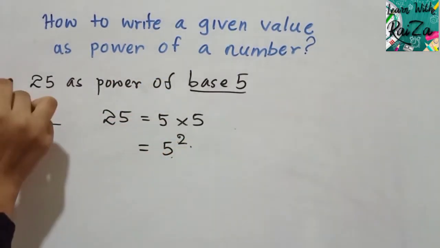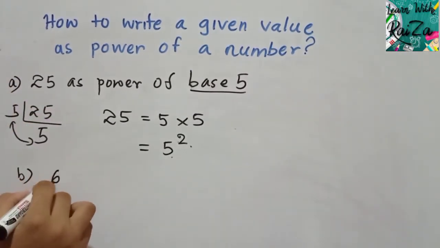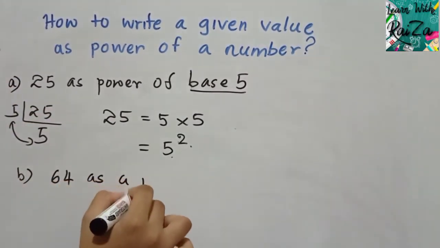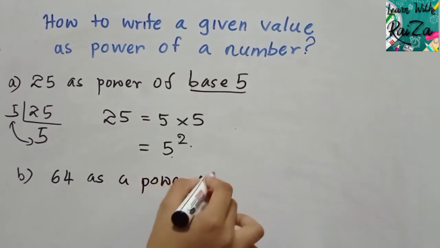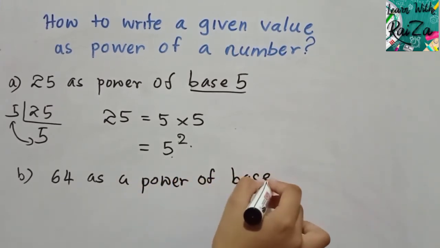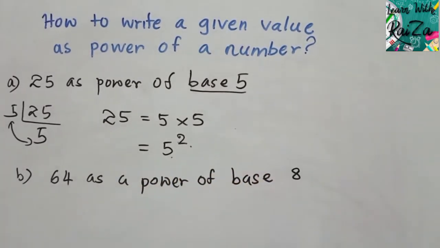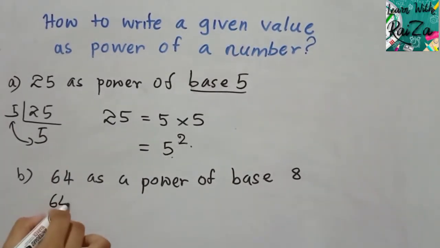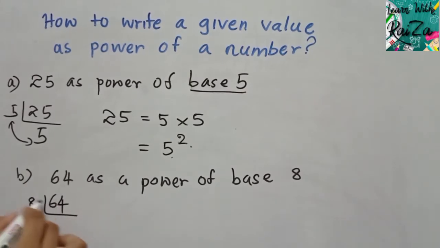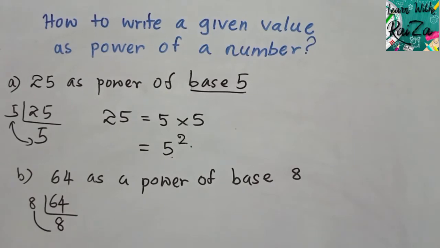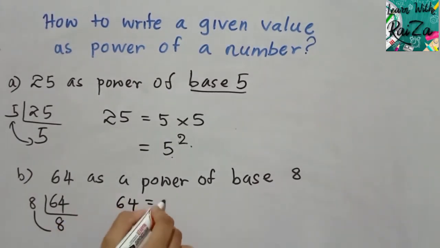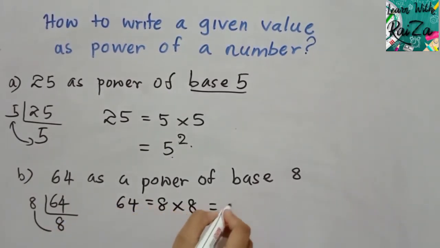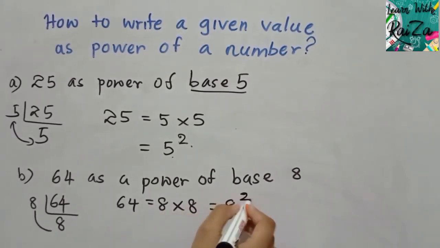Similarly, if I ask you to write down 64 as a power of base 8, how do you do that? So you know that 64 we can divide by 8 and see that 64 divided by 8, multiplication table, 8 times 8 is giving 64. So 64 is equal to 8 multiplied by 8, which is equal to base is 8. How many 8s are there? 2. 8 to the power 2.